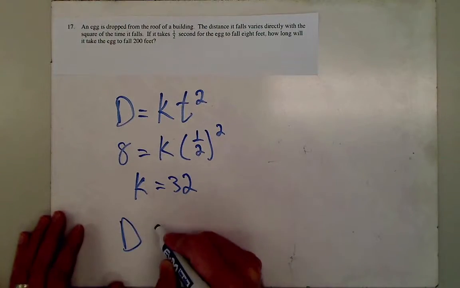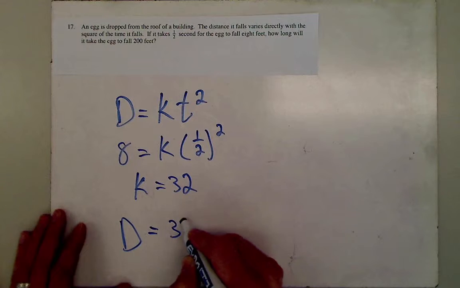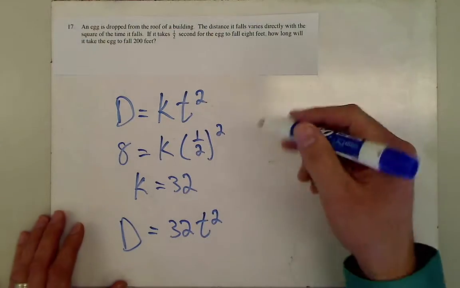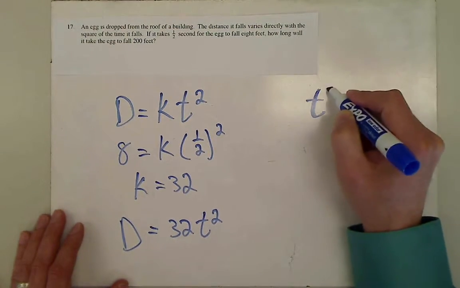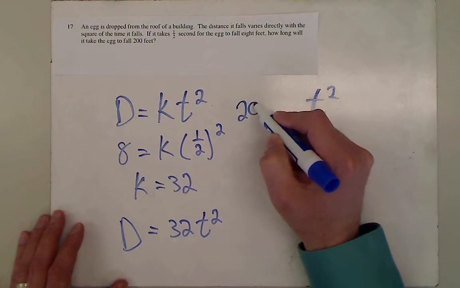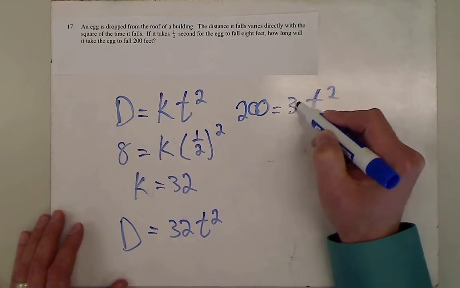So write your equation of variation. Get used to writing that. That is part of it. There's that. Then use that information. It says how long, so you're going to be finding T to fall 200 feet. So I know it's going 200 feet. I know that my K is 32.